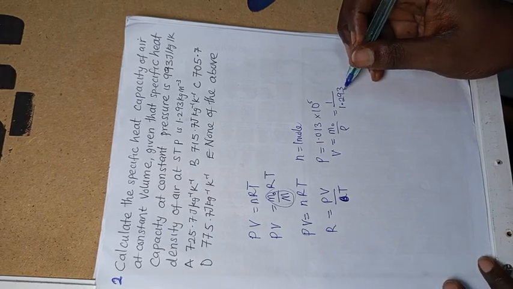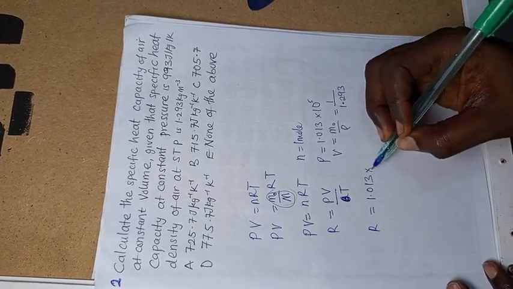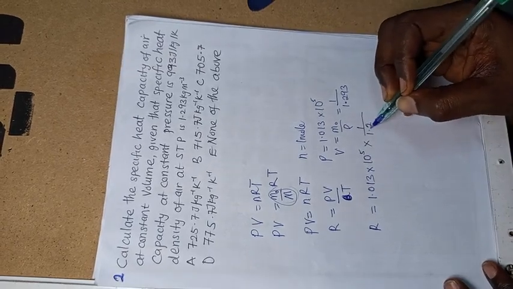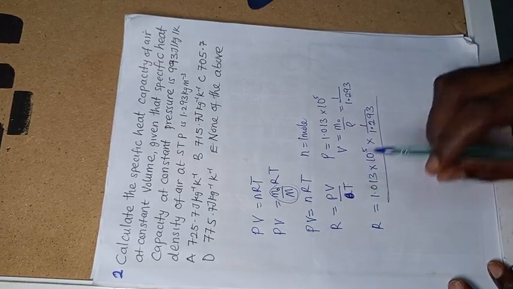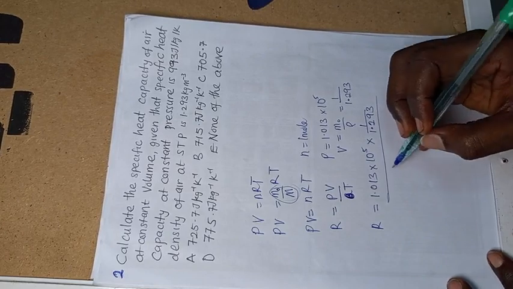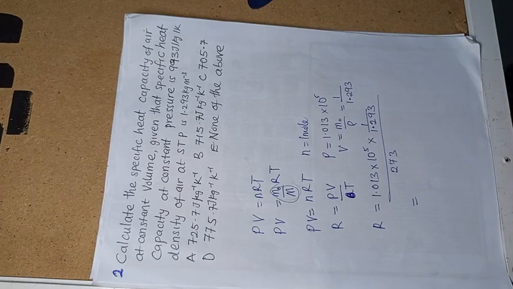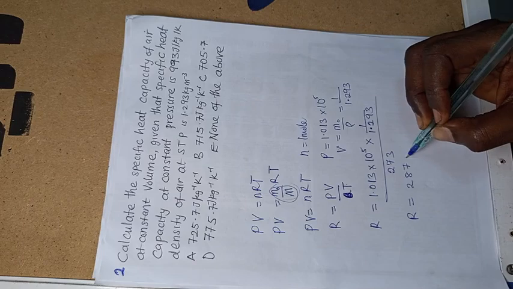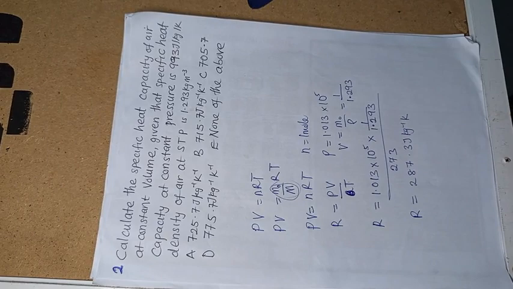So we have gotten our volume. So R will now be equal to what? Pressure is 1.013 times 10 to the power 5 times volume, 1 over 1.1239 divided by what is temperature? Temperature is 273 at STP. If you solve it, what I want to have is that R will be equal to 287.3 joules per kilogram per Kelvin. That's what I want to have. Press your calculator to confirm it.